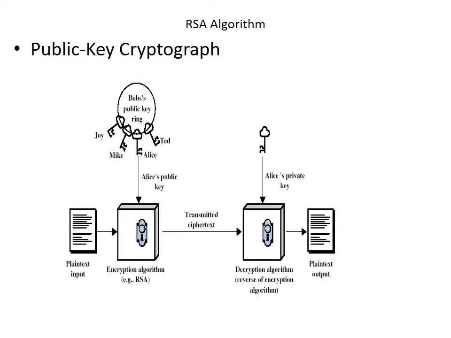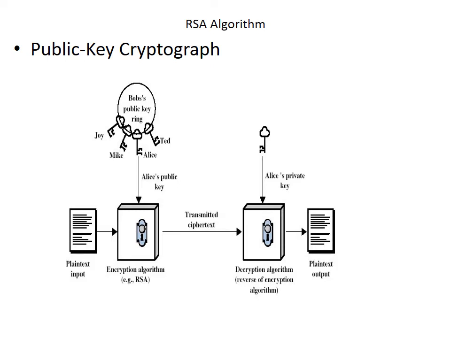Ron Rivest, Adi Shamir and Len Adleman developed this algorithm. Rivest, Shamir, Adleman, that is RSA, developed this algorithm in 1978. It is a public key encryption algorithm. It is a block cipher which converts the plain text into the ciphertext at the sender side and vice versa at the receiver side.